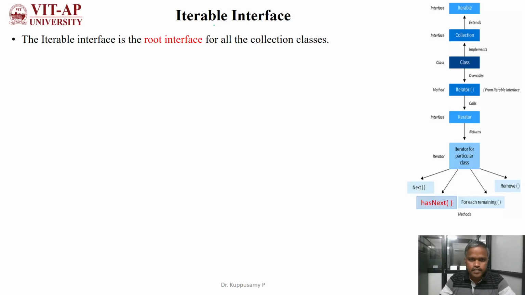Here we are going to discuss the Iterable interface. The Iterable interface is the root interface of all the Java collection interfaces like the List, Map and Set interfaces. These Java collection interfaces can be implemented by using the classes which are defined for each and every interface separately.